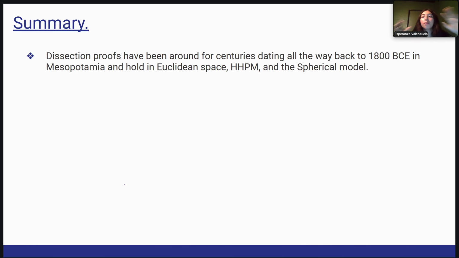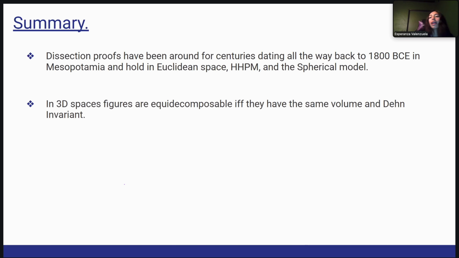It's just that in spaces that aren't Euclidean, they're a lot more complex. For example, in the hyperbolic half-plane model, you have to use a hyperbolic metric or hyperbolic motions. In a spherical model it's similar, and the area in the hyperbolic model depends on curvature and other factors. So there are a lot of additions to dissection proofs in other models. And like Kai stated, in 3D spaces, the 3D version of the Wallace-Bolyai-Gerwien theorem is that figures are equidecomposable if and only if they have the same volume and Dehn invariant.